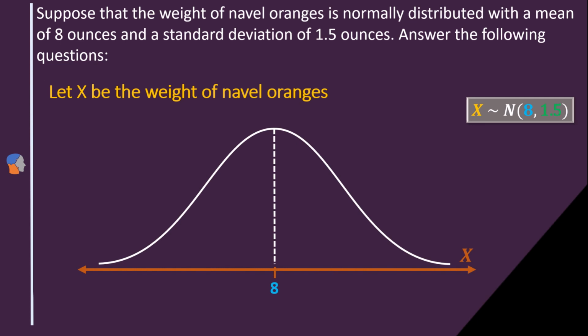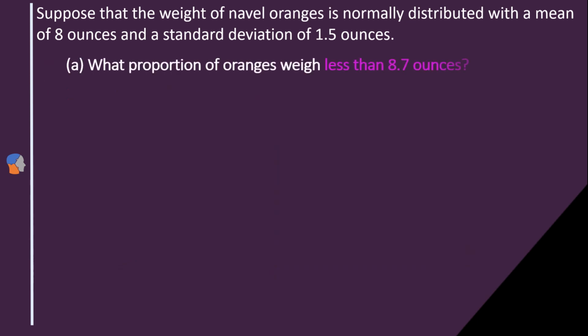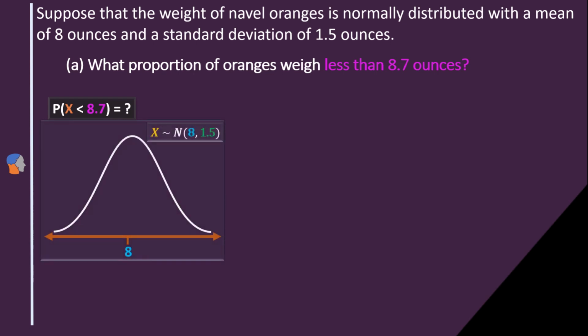We know all given information, therefore go to part A. What proportion of orange weight less than 8.7 ounces? First, translate the statement into a mathematical statement. Here proportion means probability, less than 8.7. That means probability of x less than 8.7. So that means the area under the curve and left of 8.7.